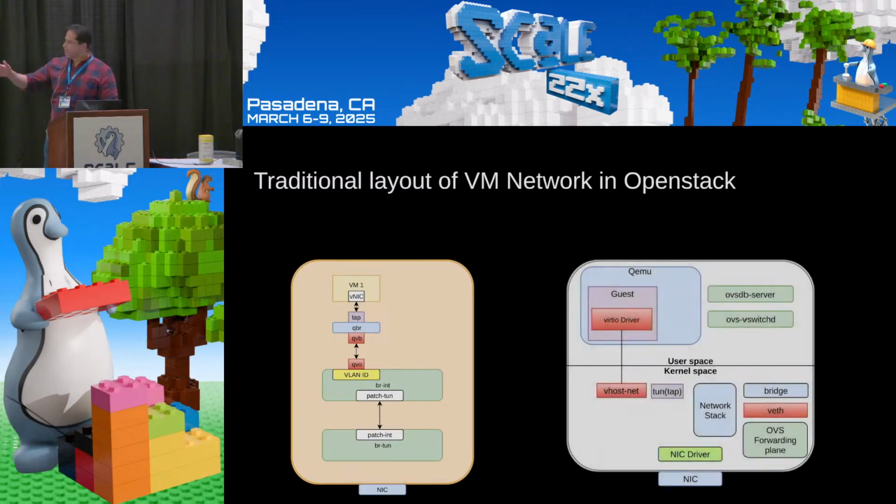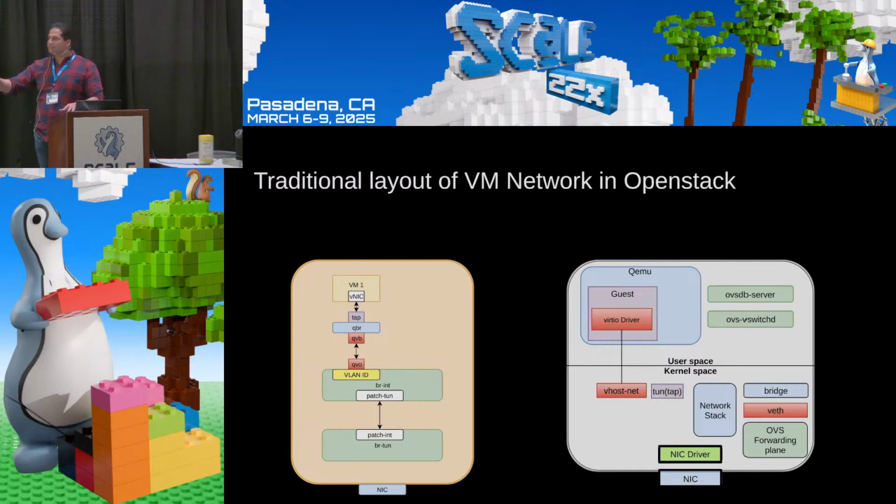On the right-hand side here, we have the mapping for it in the user space and the kernel space. On top in the user space, we have the QEMU process running, which is the process that's generating traffic inside that particular guest and sending it to the VirtIO driver. It goes directly to vhost-net in the kernel space, through the TUN/TAP device, which is a module in the kernel. From there, it engages the network stack and the Linux bridge module as well. From there, a VETH pair is engaged. And then we have the OVS forwarding plane, the NIC driver, and then the NIC.